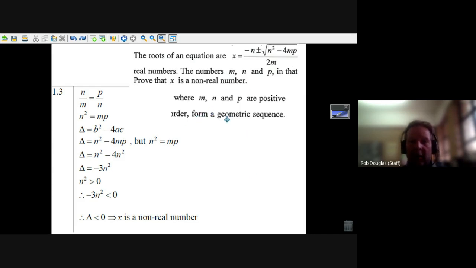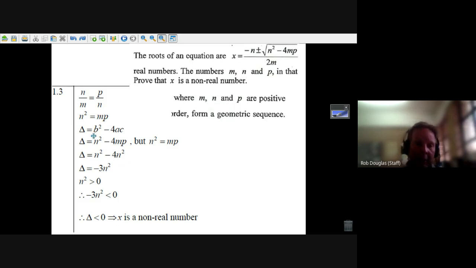Now, when they say geometric sequence, well, arithmetic sequence means that when you subtract two terms in order, you get the same difference. But geometric means when you divide two terms, right divided by left, n divided by m equals p over n. So saying it's a geometric sequence is saying n over m equals p over n. When you divide, you get the common ratio. That's a geometric sequence. Well, we cross multiply and we get n squared equals mp.